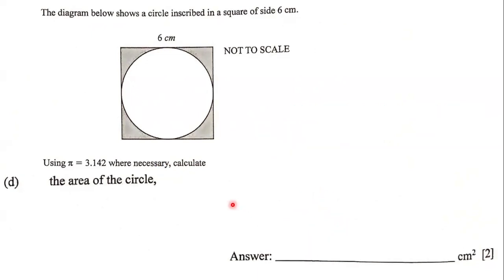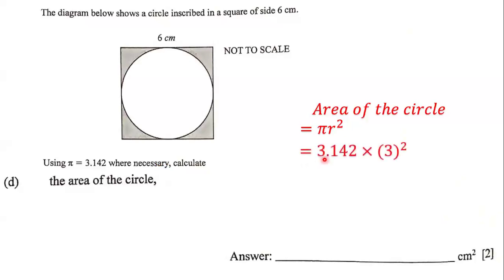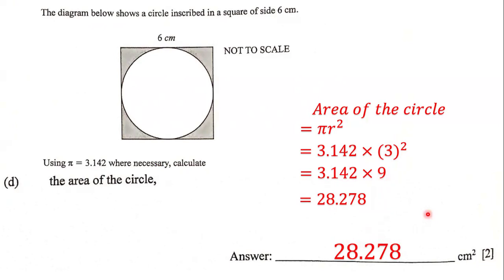Next, the question states, calculate the area of the circle. In order for us to find the area of the circle, we have to use the formula pi r squared. So pi times the radius squared. What is pi? Pi is 3.142. What is the radius? The radius is 3 centimeters, but we have to square it. What is 3 squared? Well, 3 squared is 9. And so we have 3.142 multiplied by 9, and that gives us 28.278. And so the area of the circle is 28.278 centimeters squared.